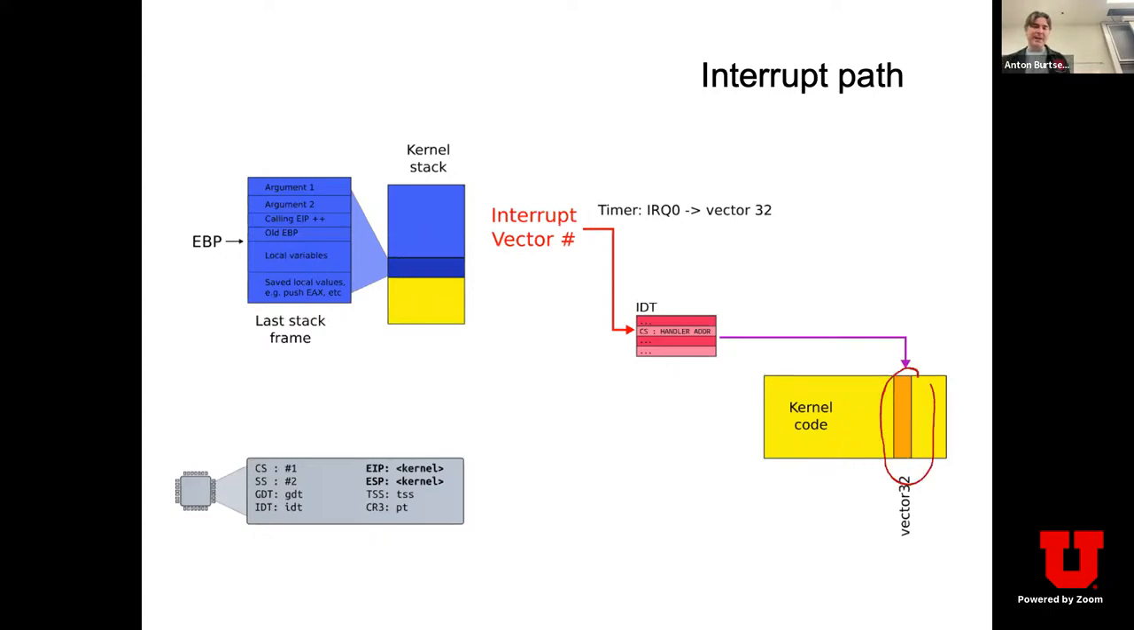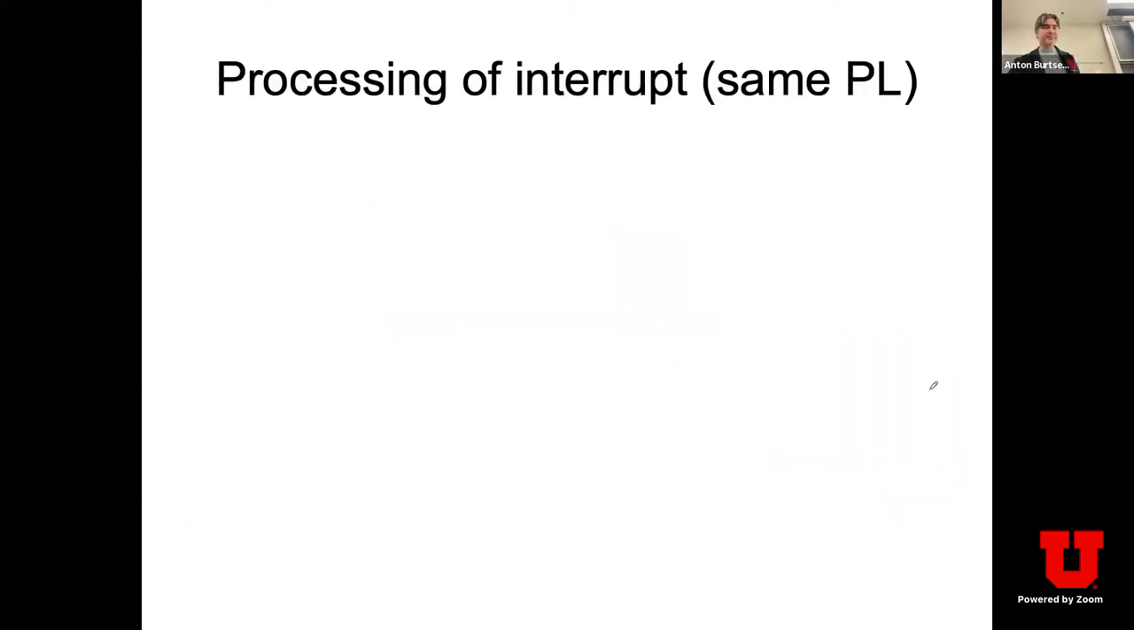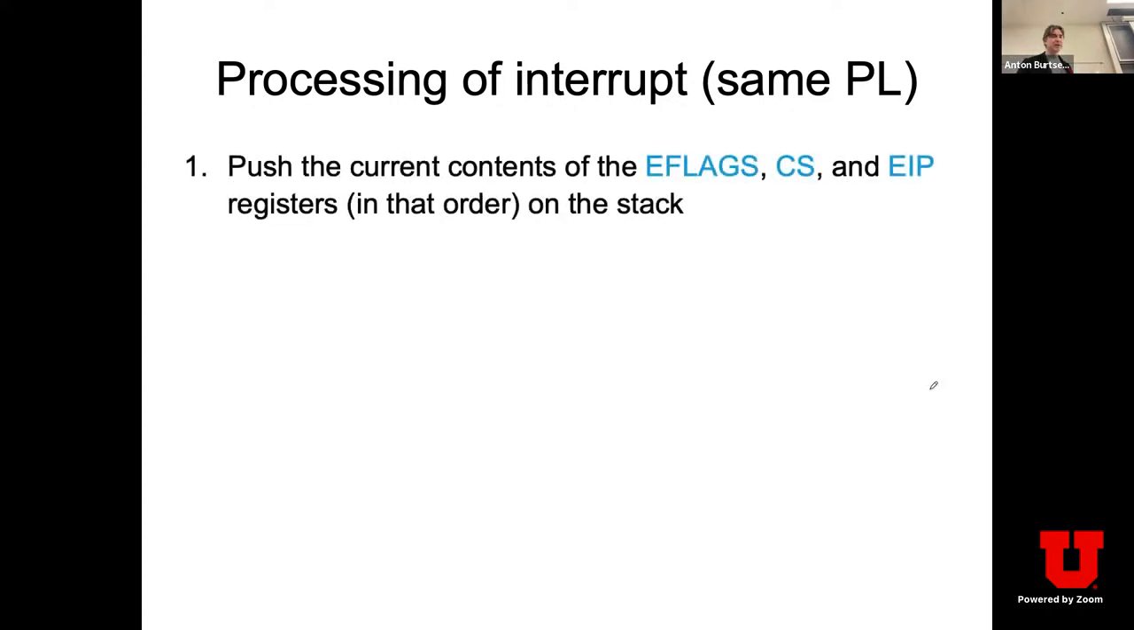So this handler, let's again go one more time and be very specific about what the hardware is doing when the interrupt arrives. This is the case when there is no change in privilege level, but the hardware will do specifically this. Again, it comes from the Intel software developer manual. The very first thing which the hardware is doing, it pushes these three registers. I said it pushes the instruction pointer and a stack. In practice, it also pushes another register, EFLAGS.